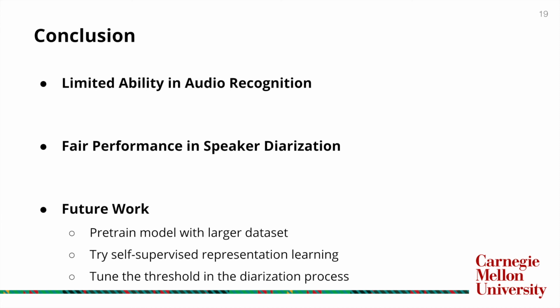Therefore, in the future, we will try to first pre-train the whole model with a larger dataset to see how it works. If a larger dataset is not available, self-supervised learning is a good alternative. Finally, we will further tune the threshold in the diarization process to improve its performance.